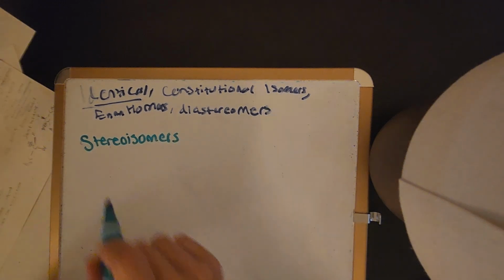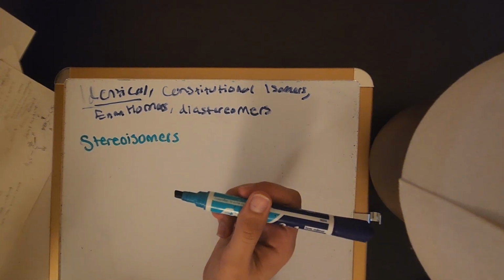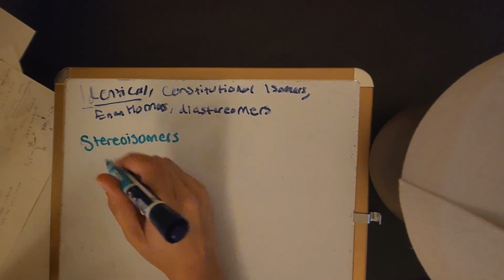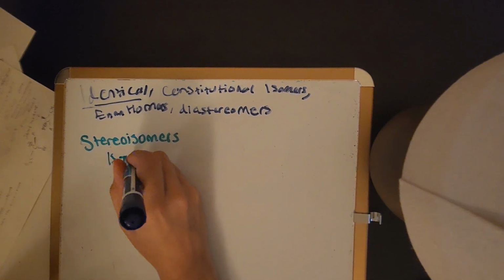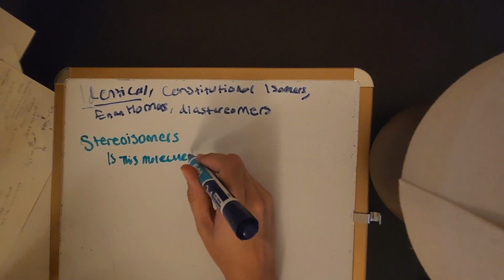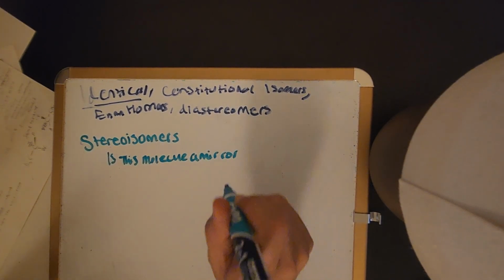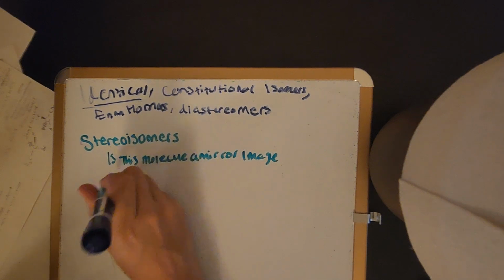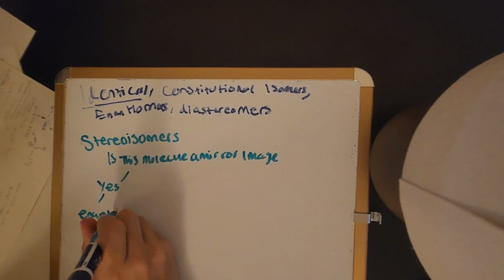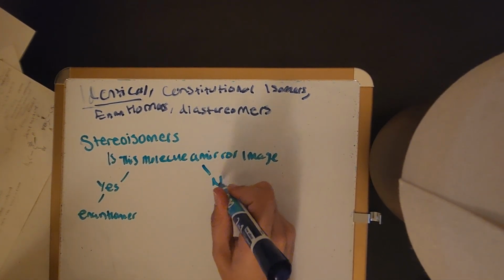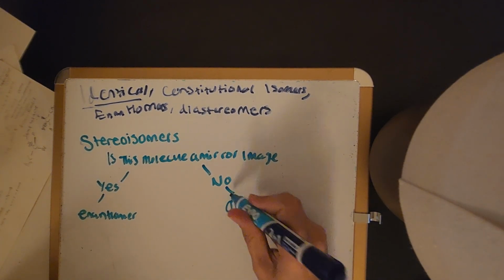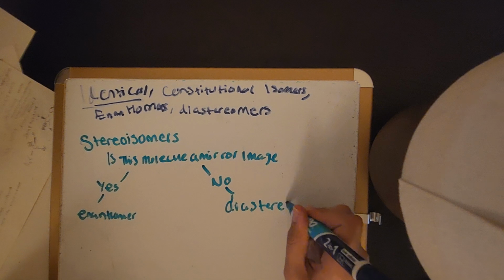Now we will talk about stereoisomers. Very simple. So you're going to use a flow chart. You're going to ask yourself, is this molecule a mirror image? We will get to what that means later. Yes, then you have an enantiomer. No, you have a diastereomer.